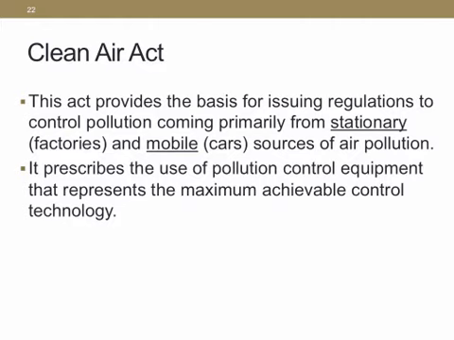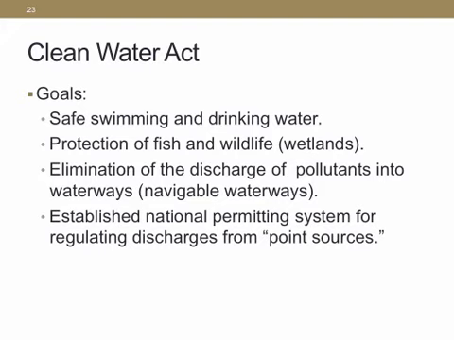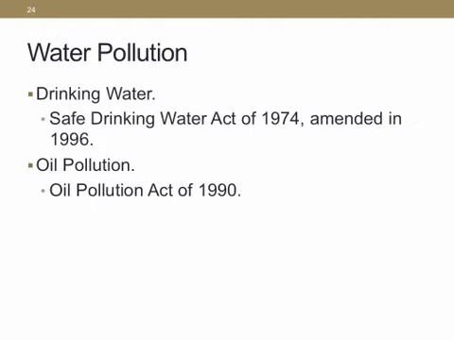Clean Air Act provides the basis for issuing regulations to control pollution coming from both stationary and mobile sources like factories and cars, and it prescribes the use of pollution control equipment that represents MACT, or the Maximum Achievable Control Technology. Here are the goals of the Clean Water Act. Basically, it relates to anything that's navigable, including wetlands, and also safe water and drinking water, or swimming and drinking water. There's also other federal laws in the area of water pollution.